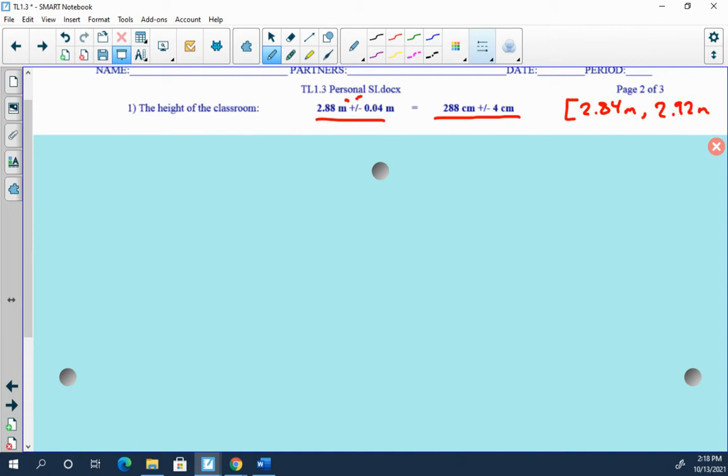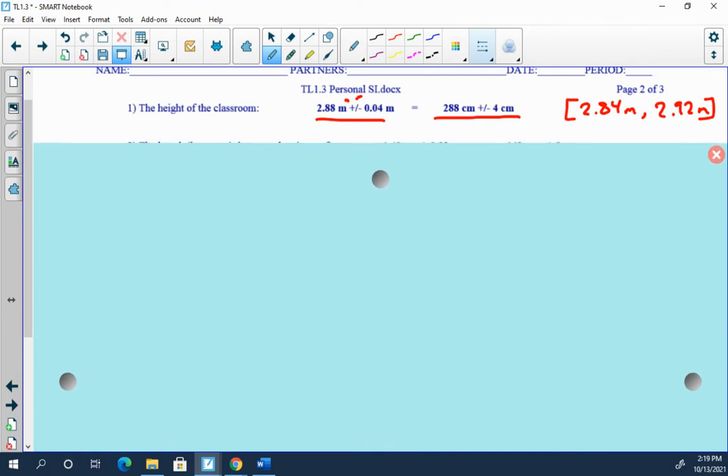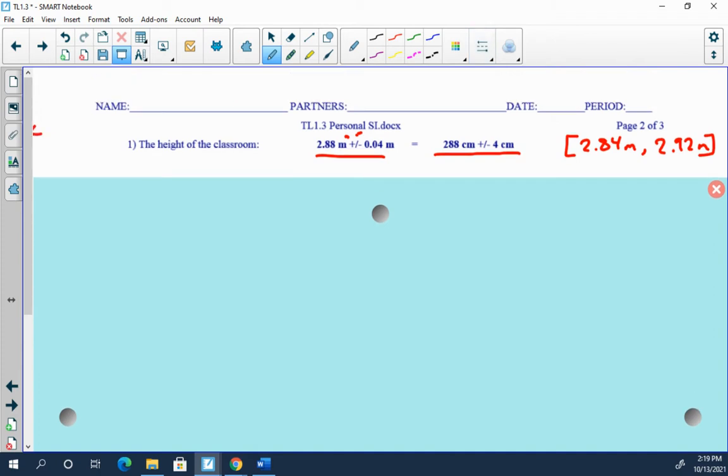So this is that bracket notation you learned in math. Anything within 2.84 to 2.92 meters, endpoints included, gets a 0% error. A 0% error. Isn't that nice? Okay. And the way you can write that out on your lab document, I'll do it over here on the left. In your lab document, you have an estimated column.